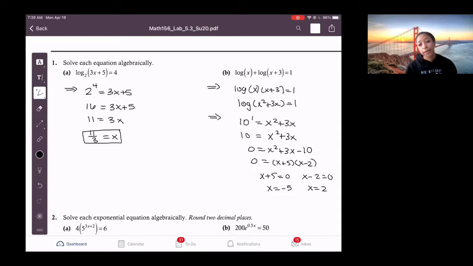All right, now remember, I said we want to always check to see if both of the numbers actually work. If we plug in 2, we get log of 2 plus log of 2 plus 3. That's log of 2 and log of 5. We can evaluate both of those. If we plug in negative 5, we cannot compute the log of negative 5. You can only take the log of positive numbers. So that means that negative 5 isn't an actual solution, and x equals 2 is the only solution.